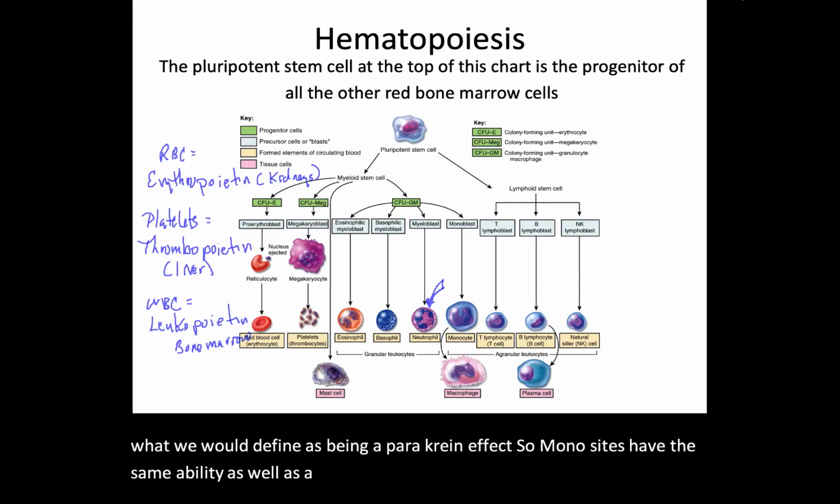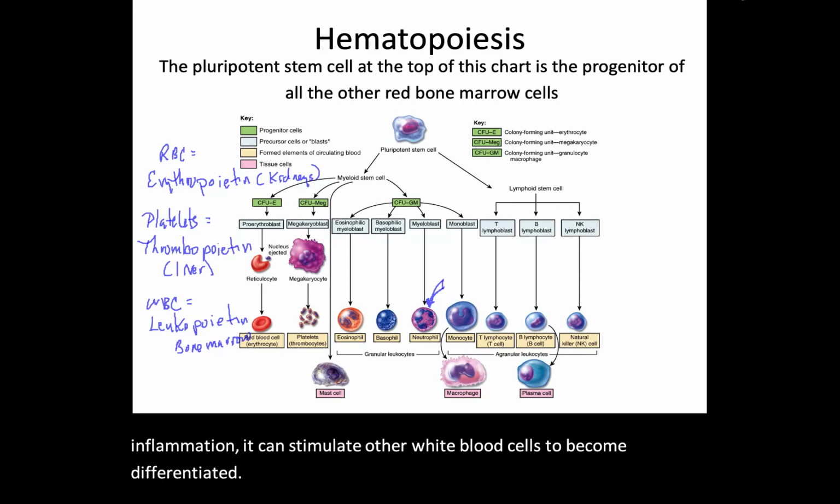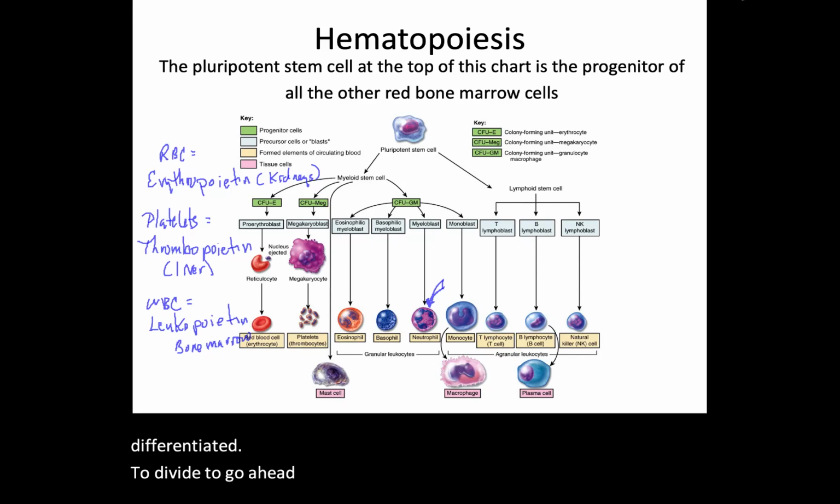And so if it's noticing a high rate of inflammation, it can stimulate other white blood cells to become differentiated, to divide, to go ahead and support whatever the pathogen may be that is causing the infection.